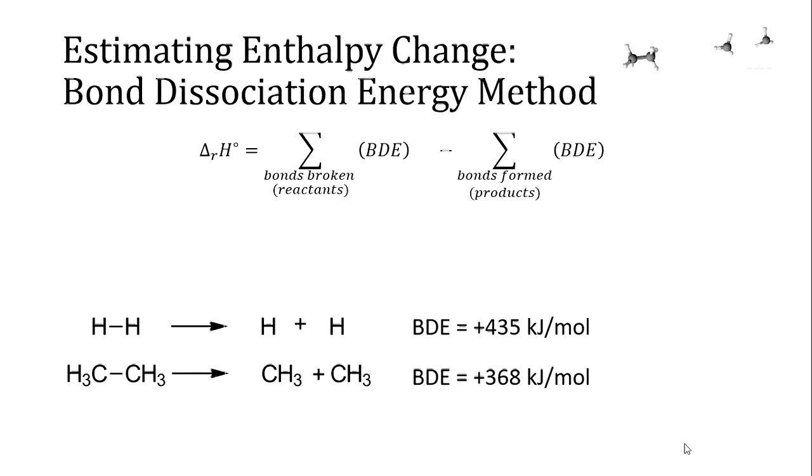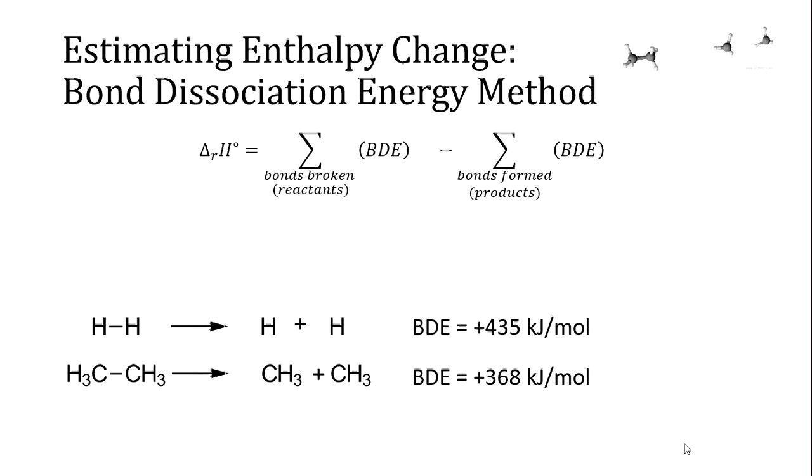We don't always have access to enthalpies of formation, and so sometimes we might want to use another method. In organic chemistry, we often can find bond dissociation energies. These are the energies required to break covalent bonds into their constituent atoms or pieces. For example, the bond dissociation energy for hydrogen, H2, is 435 kilojoules per mole. It takes 435 kilojoules of energy to break 1 mole of hydrogen molecules into 2 moles of hydrogen atoms.